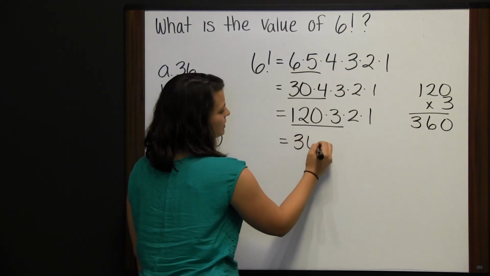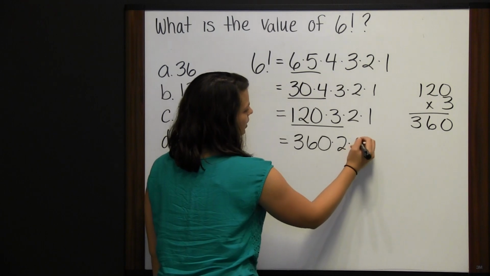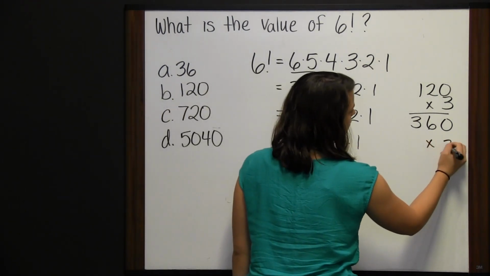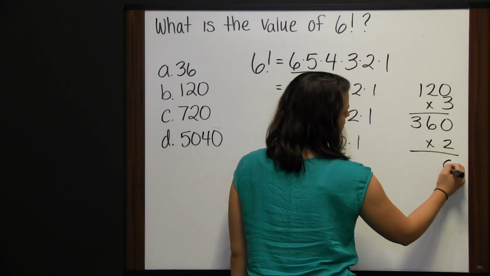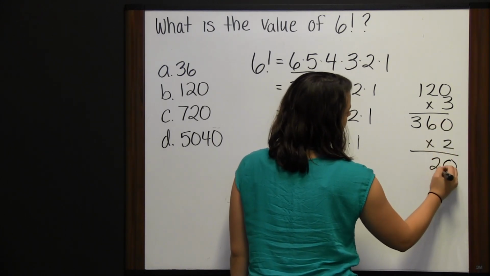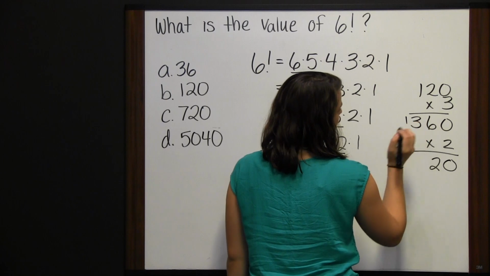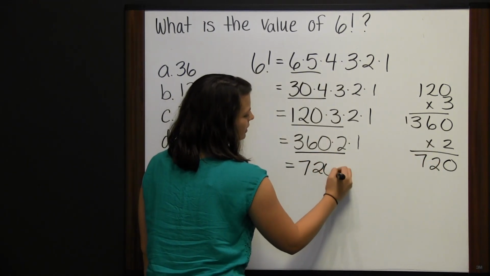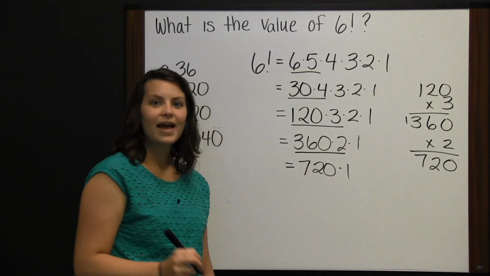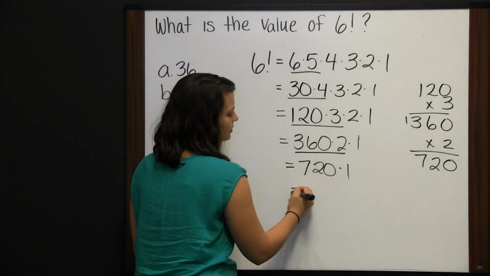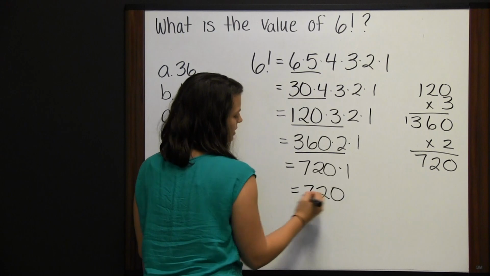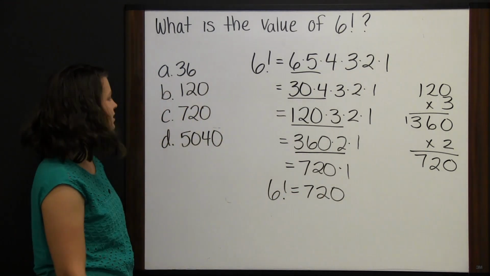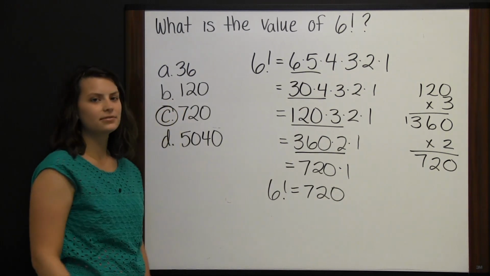So 360 times 2 times 1. And 360 times 2. 2 times 0 is 0. 2 times 6 is 12. Carry the 1. 2 times 3 is 6. Plus 1 is 7. So 720 times 1, and 720 times 1 is just 720. So 6 factorial is equal to 720. Answer C.